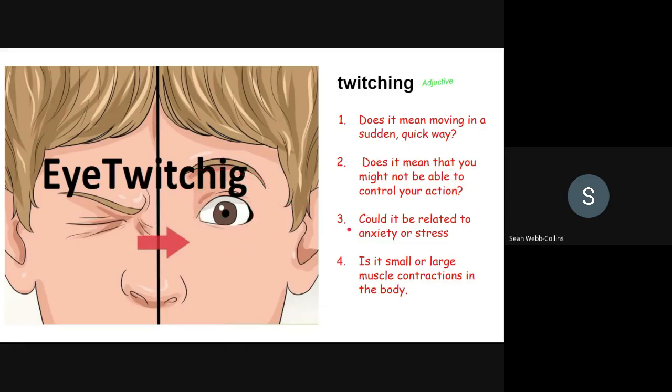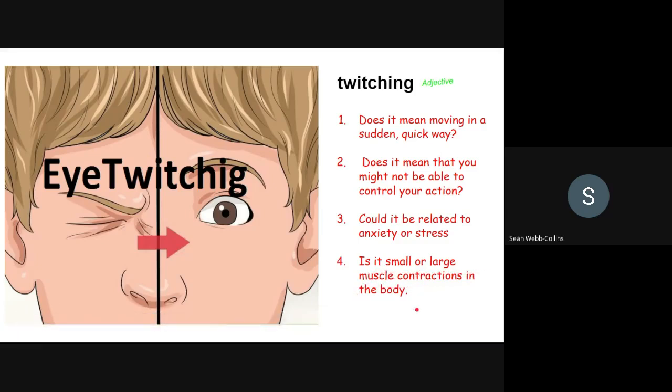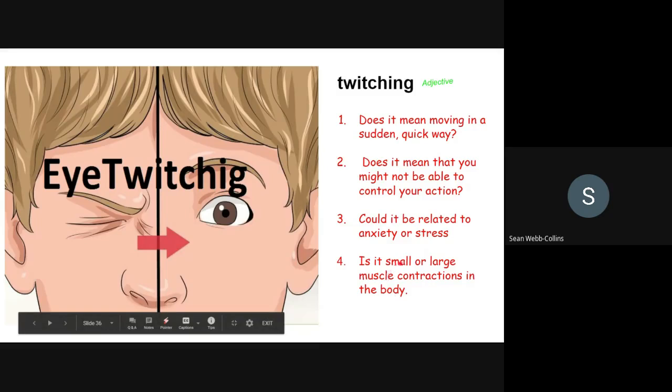And number 3, could it be related to anxiety or stress? Yes, it could be. It might be. And number 4, is it a small or large muscle contraction in the body? Yep, it can be small muscle contractions.